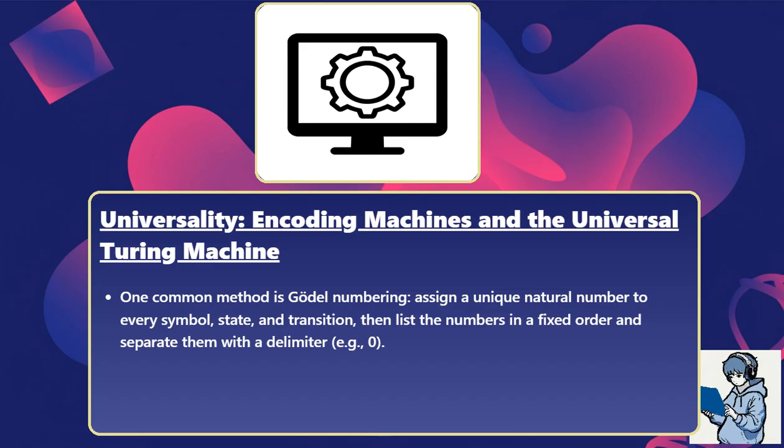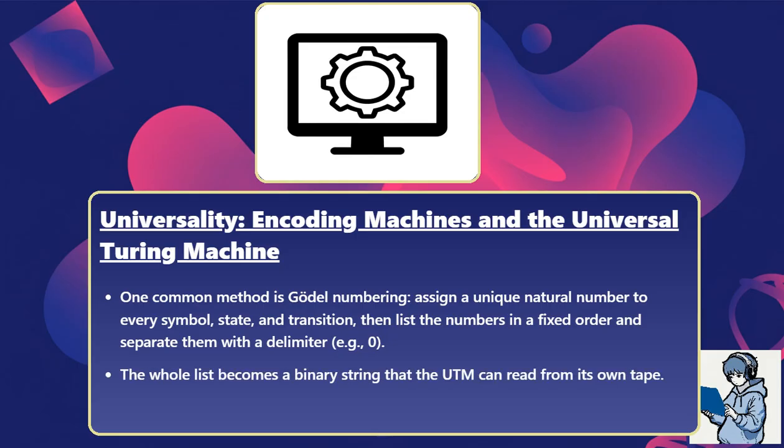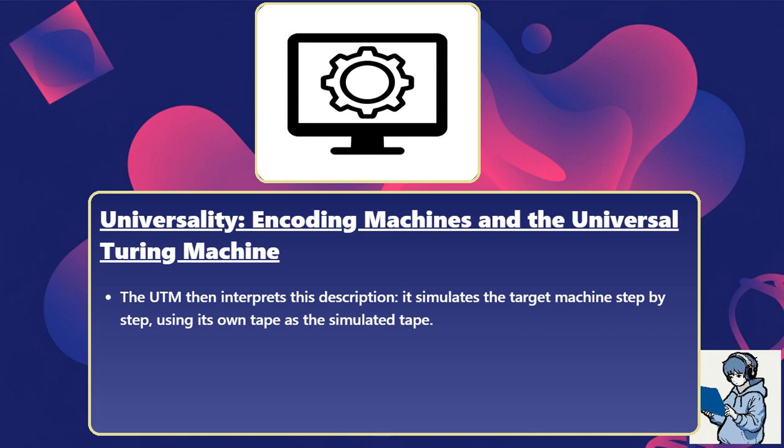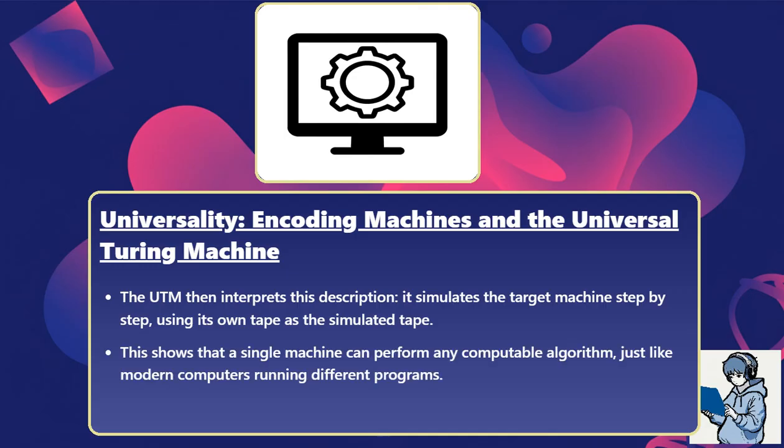Assign a unique natural number to every symbol, state, and transition, then list the numbers in a fixed order and separate them with a delimiter, for example 0. The whole list becomes a binary string that the UTM can read from its own tape. The UTM then interprets this description. It simulates the target machine step by step, using its own tape as the simulated tape. This shows that a single machine can perform any computable algorithm, just like modern computers running different programs.